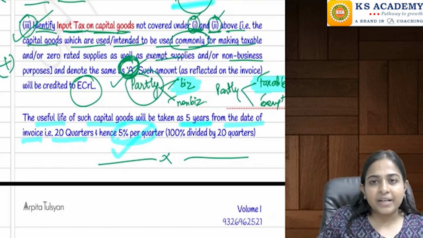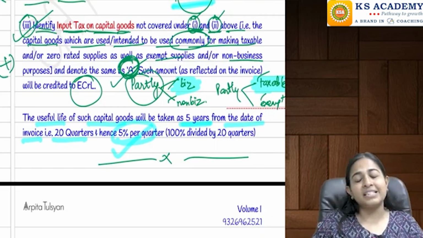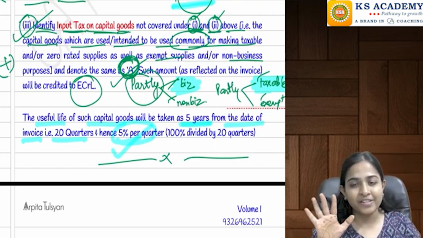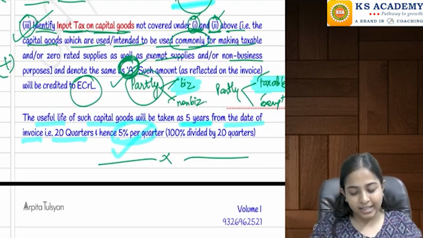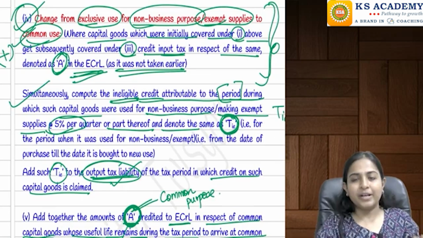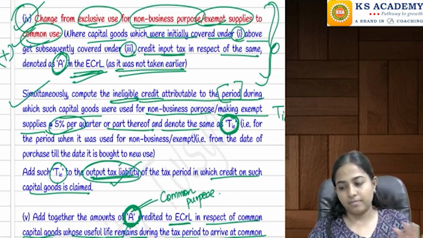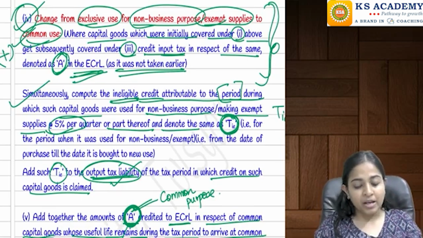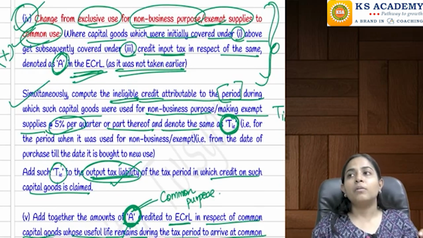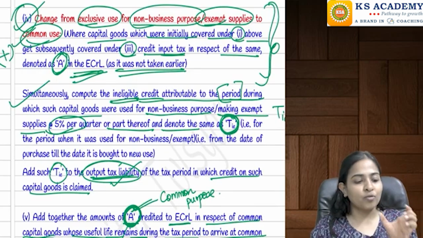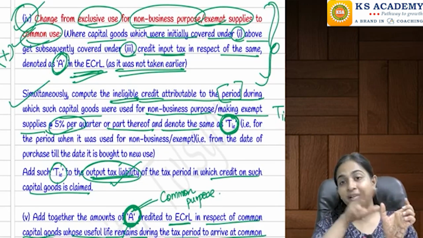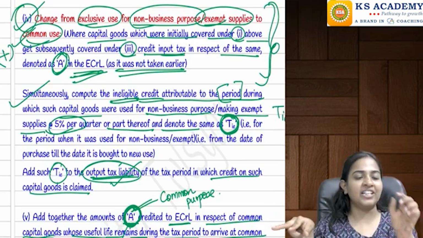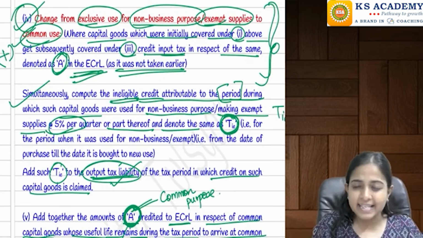Then in case of capital goods, as you already know, it is deemed that life is equal to 5 years. 5 years is equal to 20 quarters, therefore 5% per quarter is considered as the life. You should already be knowing this, but still. Now listen, the problem is only with the common credit. So what have we done till now with the common credit? Whatever was the amount of your common credit, you have credited to the electronic credit ledger and denoted it as A.